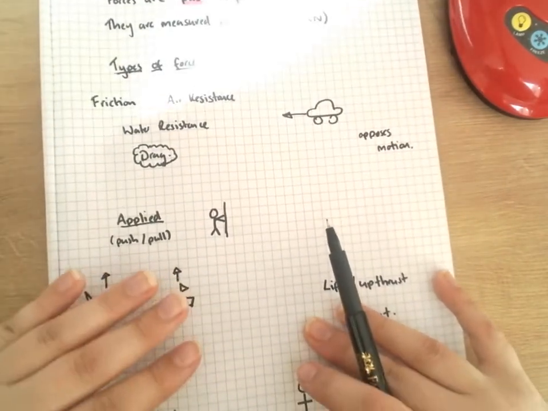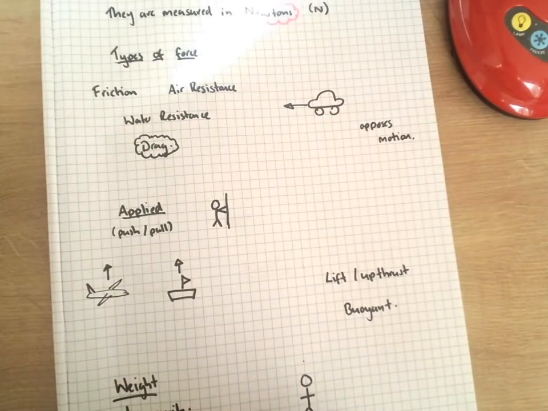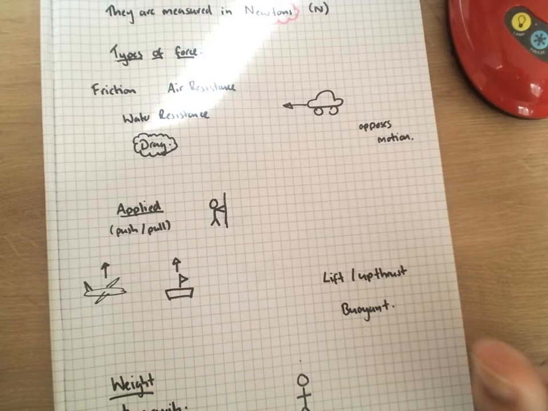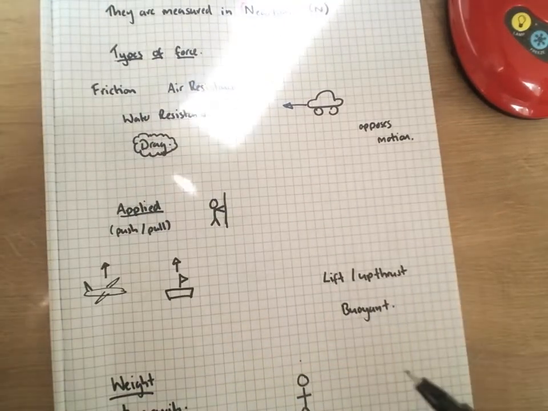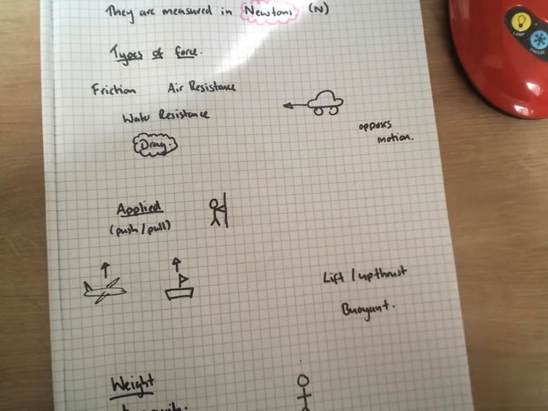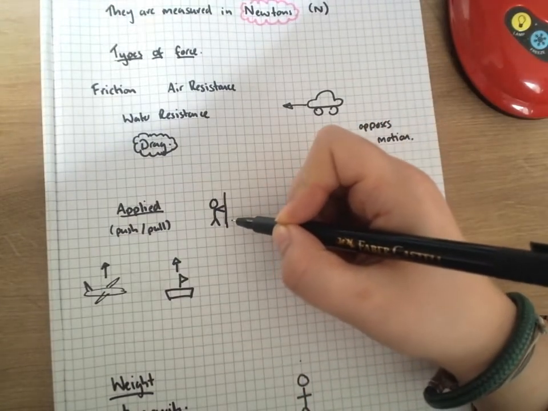The next one is known as the applied force. Essentially, this is your push or your pull. So if I push on the desk, I'm applying a force. If I push a box, I'm applying a force. If I pull a box, I'm applying the force. It's that force where if you're doing a push or a pull and you can't really think of the name for it, usually it's going to be the applied force.